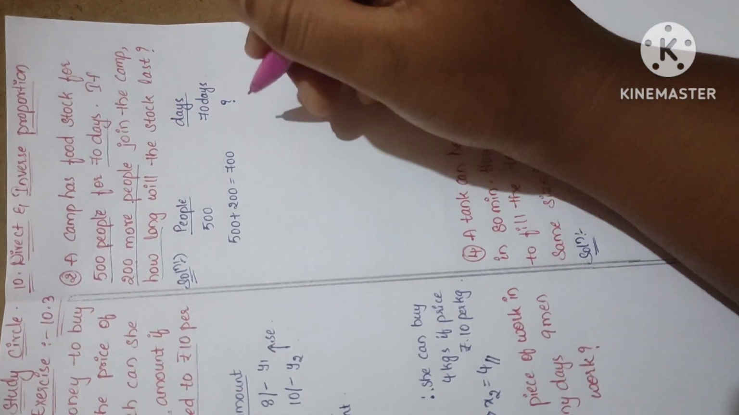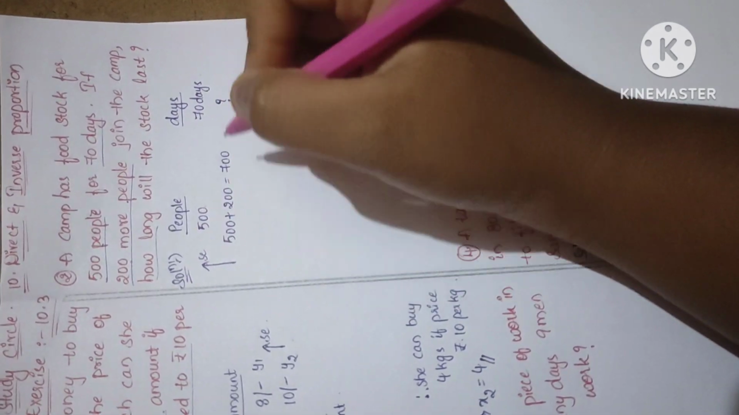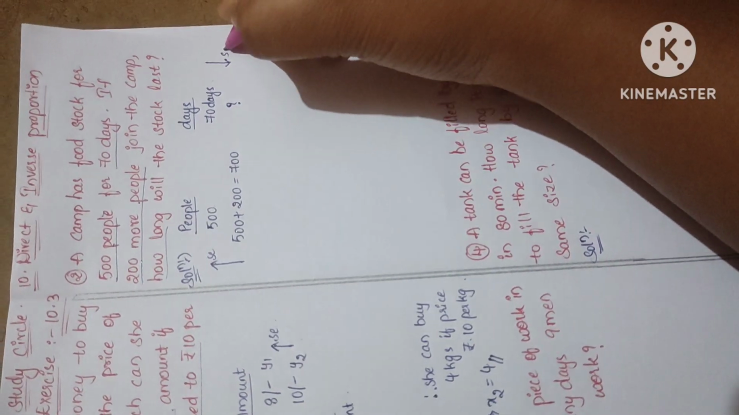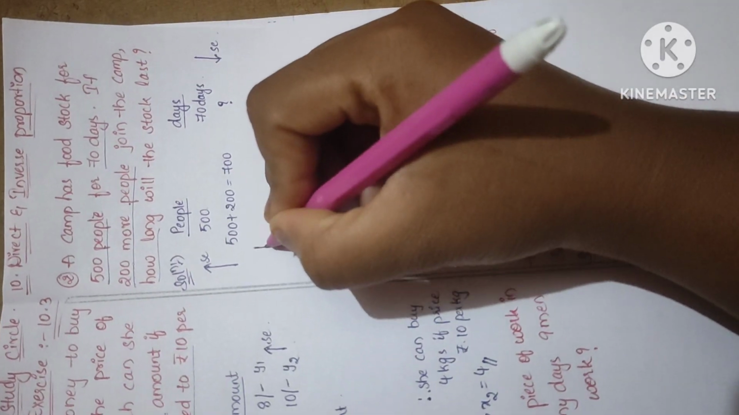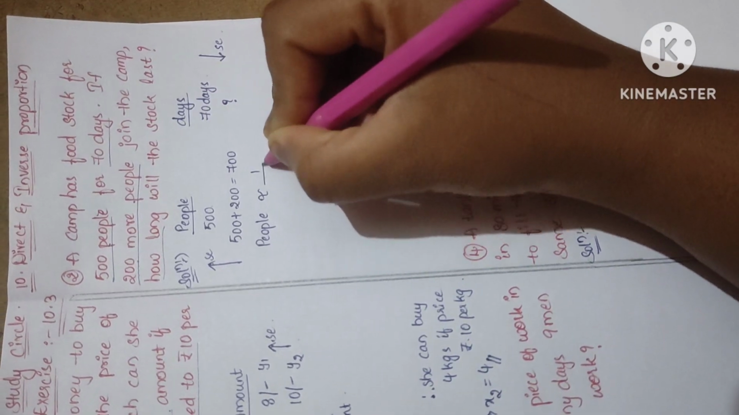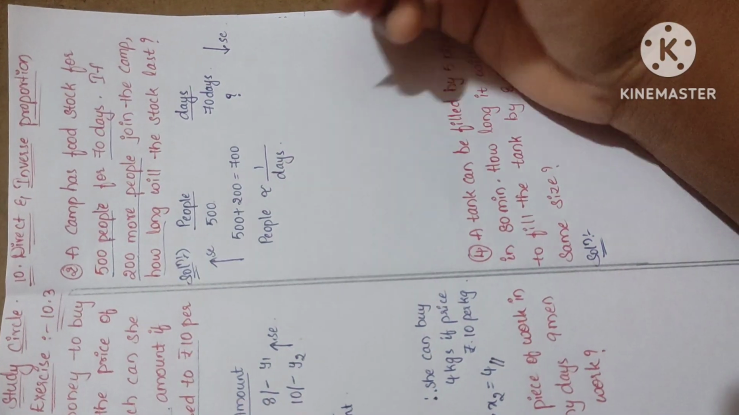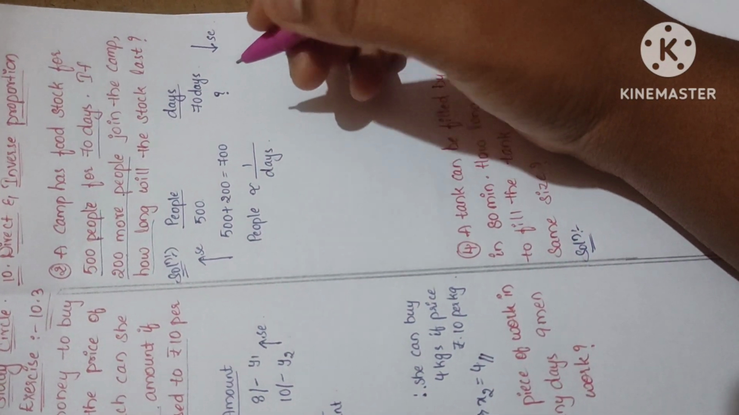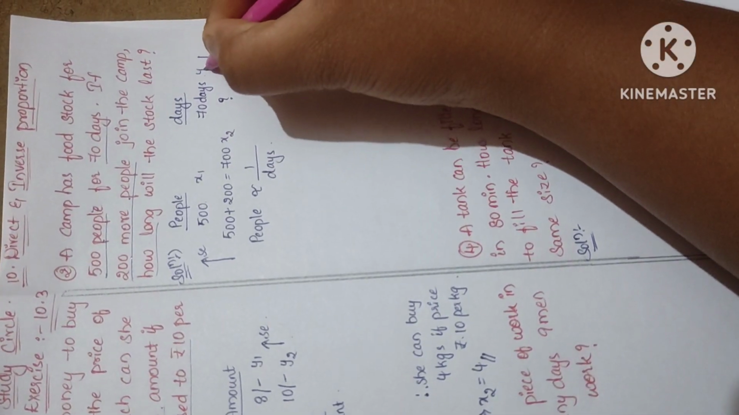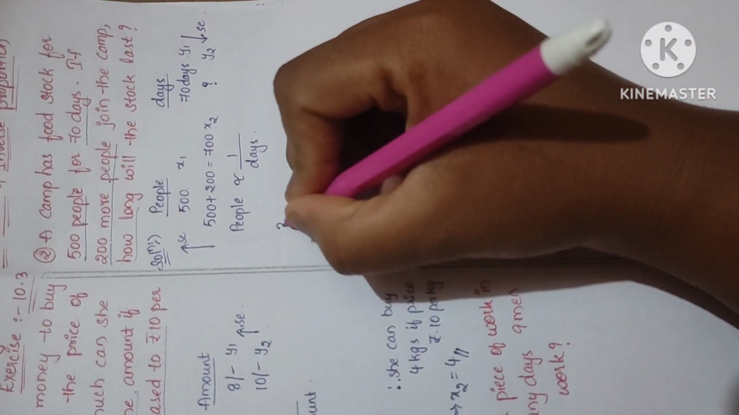So from the basics, we can say if the people increase from 500 to 700, then the number of days the food stock lasts will obviously decrease. If the people increase, the days decrease. So we can write people is inversely proportional to days. If you take people as the x term and days as the y term, assume 500 as x1, 700 as x2. For days, 70 days as y1, and y2 we have to find.